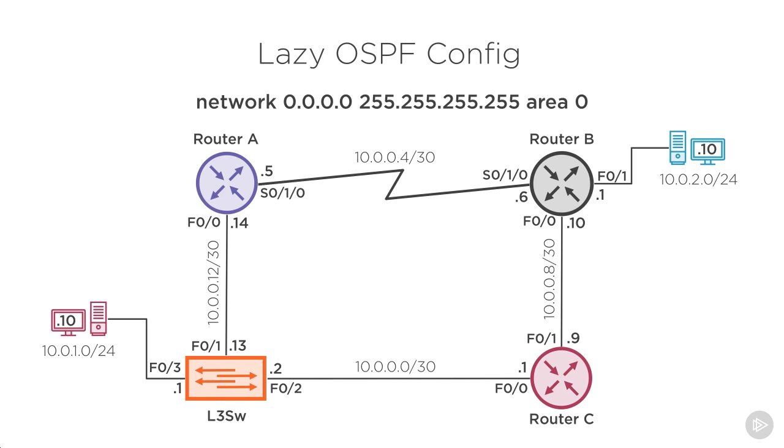Network 0.0.0.0 with a mask of 255.255.255.255. Now, that wildcard mask there of all 255s, that means everything, right? So this network statement effectively tells OSPF to advertise any network that is directly connected to the router. This is lazy. This is very, very lazy, and you should be shamed if you do this.